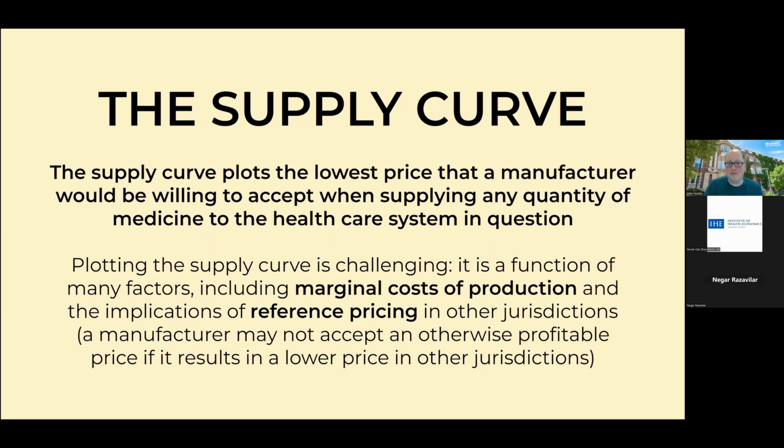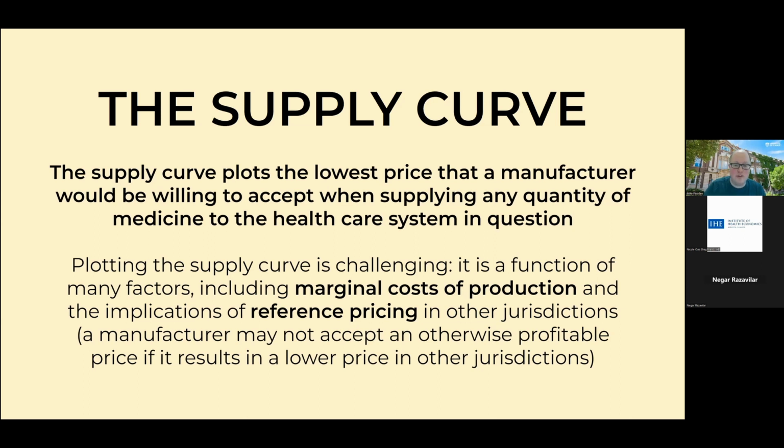One of them would be reference pricing in other jurisdictions. Okay, so if other jurisdictions are looking at prices in Canada for reference pricing, then it's quite possible that a manufacturer might not be willing to supply Canada at a price, even if it meets marginal cost, if it means that there would be a lower price in another jurisdiction as a result of reference pricing. Okay, reference pricing is extremely complicated. That's obviously a simplification, but I do think that reference pricing would significantly impact on the supply curve, particularly in Canada.